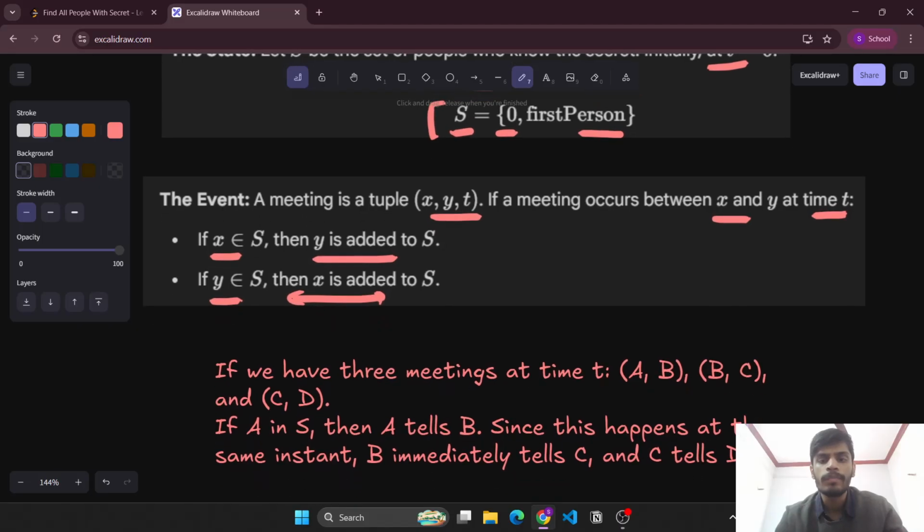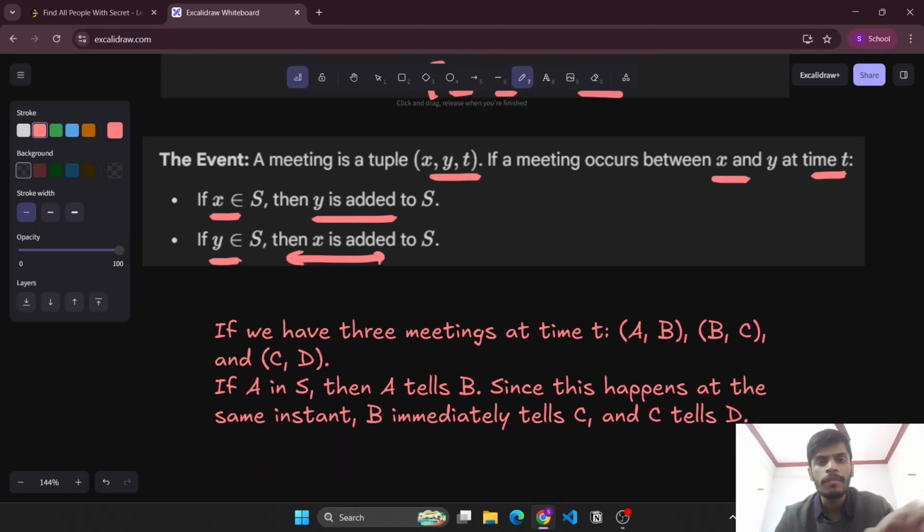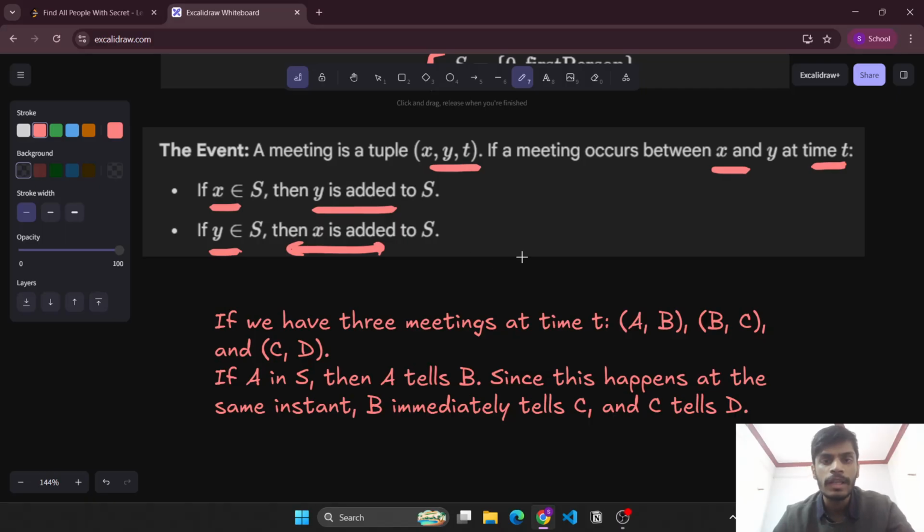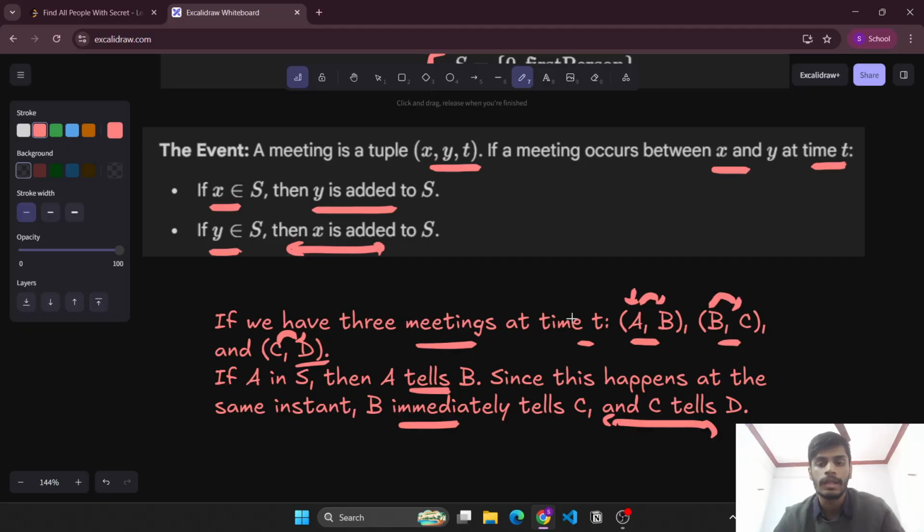Now we are also given that at a particular time, a person can receive and then share the secret with others as well. So if we have 3 meetings at time t, suppose a, b; b, c; and c, d, and only a knows the secret initially, then at time t, a will tell b, then b will tell c, and then c will tell d. Since this happens at the same instant, b immediately tells c and c tells d. So at the same time all 4 of them will know the secret just from a.